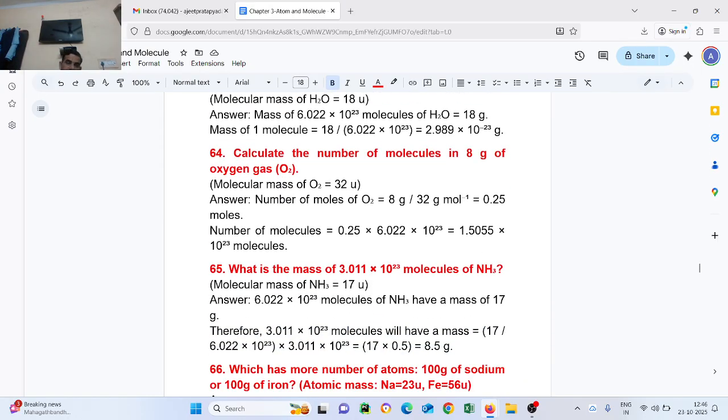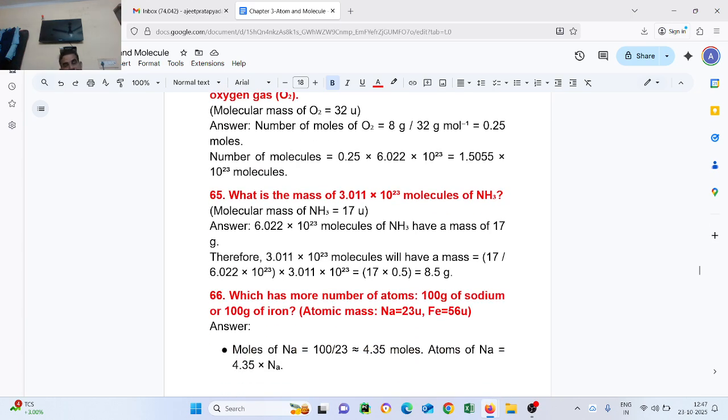Question number 65. What is the mass of 3.011 multiplied by 10 to the power 23 molecules of ammonia? Molecular mass of ammonia is 17 unit. 6.022 multiplied by 10 to the power 23 molecules of ammonia have a mass of 17 gram. Therefore, 3.011 multiplied by 10 to the power 23 molecules will have mass 17 upon 6.022 multiplied by 10 to the power 23, multiplied by 3.011 multiplied by 10 to the power 23, equal to 8.5 gram.